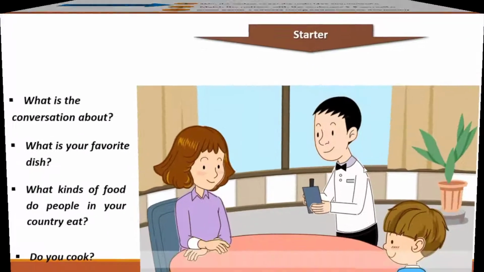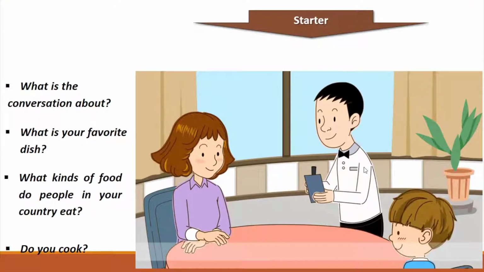Now, my students, before going through our lesson, I want you just to read the 4 questions on the left of the page. Listen to the dialogue between 2 persons and try to answer these questions. Question number 1, what is the conversation about? Number 2, what's your favorite dish? Number 3, what kind of food do people in your country eat? Number 4, do you cook? Now listen to the conversation between these 2 persons.